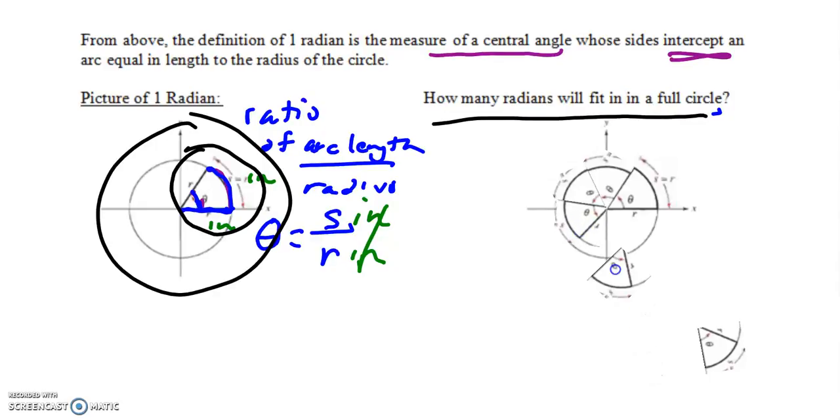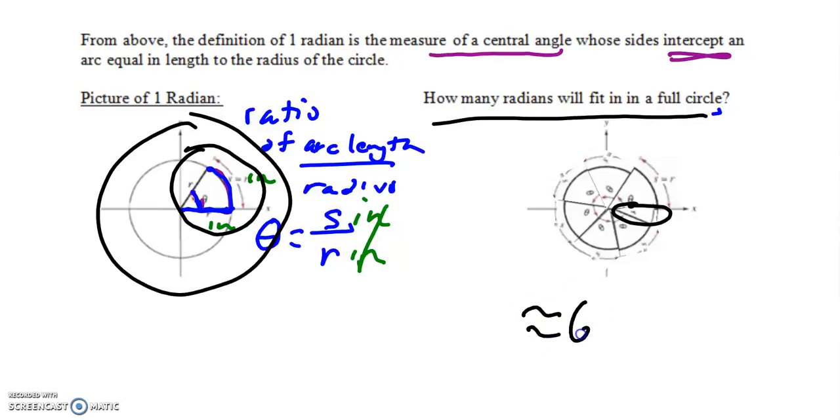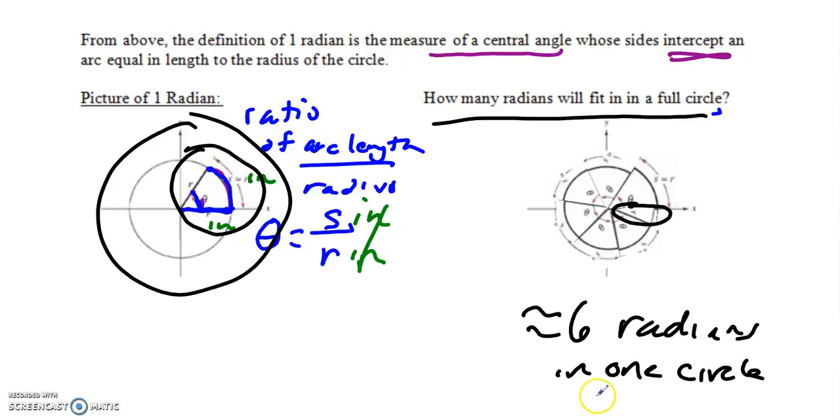Easier said than done. So it's not perfect, but it looks to me that if we were looking at this picture, we had 6 radians, 1, 2, 3, 4, 5, 6, fit in, but then we have this little area here that is not a full radian. So I would say right now we have about 6 radians in one circle rotation or revolution.